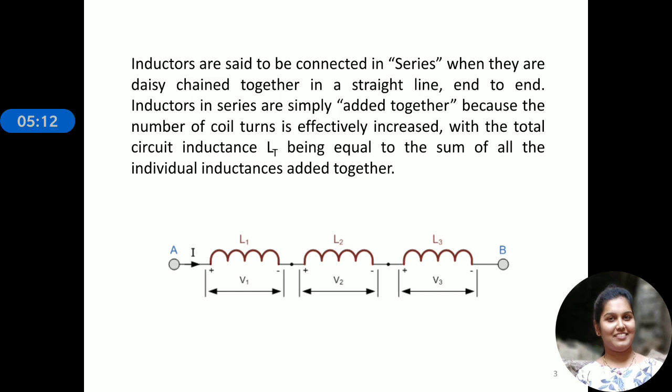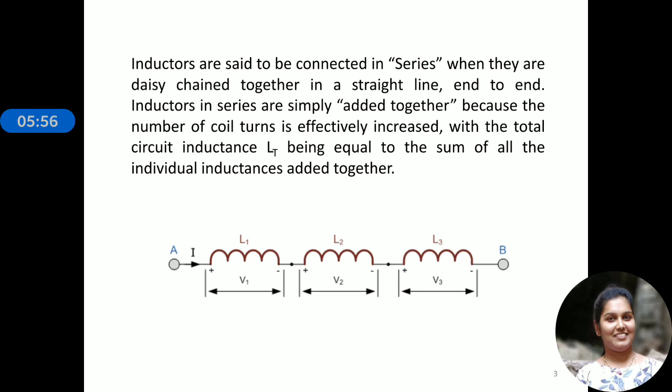Inductors are said to be connected in series when they are daisy chained together in a straight line, end to end. As you can see on the screen, all the inductors are connected in a single line. In the resistors video, we saw that the different values of resistors connected in series add together, and this is also true for inductors. It is very similar to resistors.